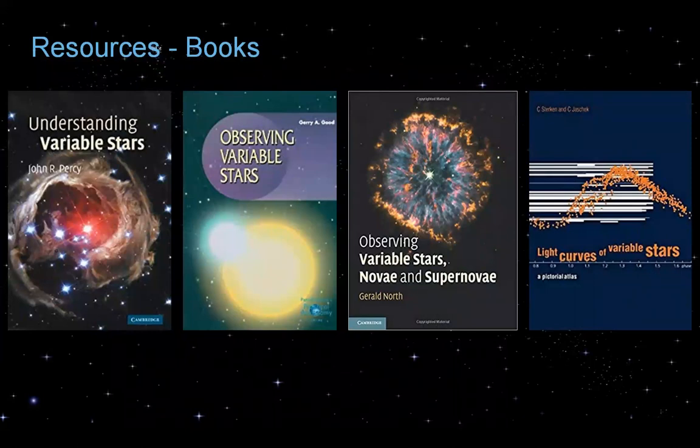So for further reading, and I'm almost done here, I highly recommend these titles. One is Understanding Variable Stars by John Percy, Observing Variable Stars by Jerry Good, Observing Variable Stars, Novae and Supernovae by Gerald North. And a really interesting book is on light curves of variable stars. It gives a very pictorial atlas and description of light curves. And that's by Sturkin.